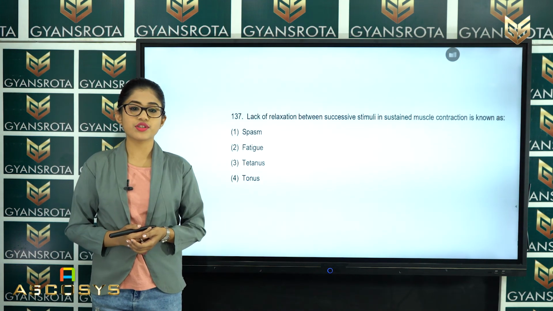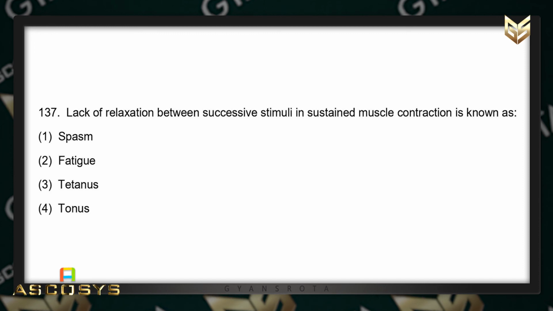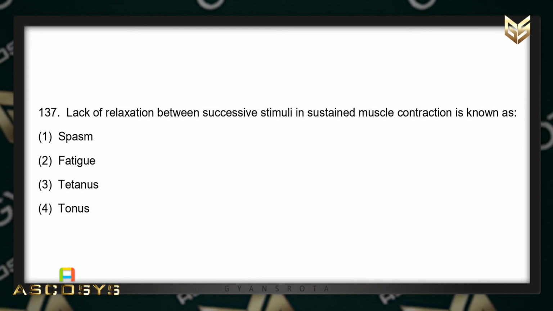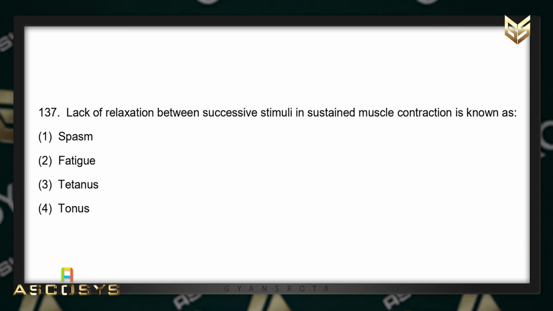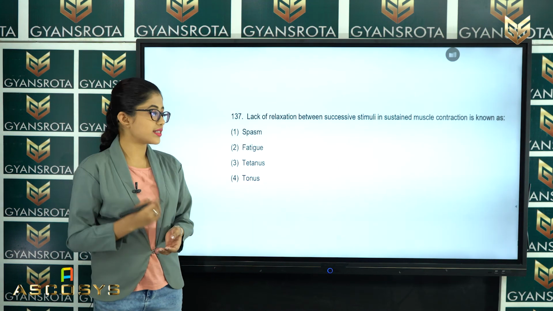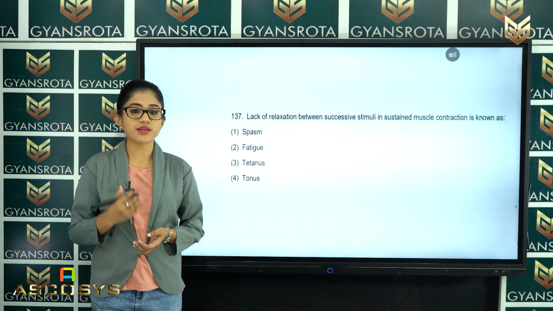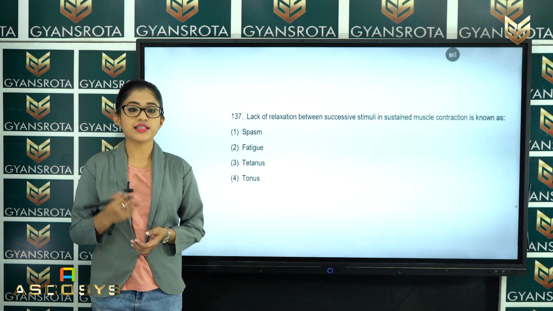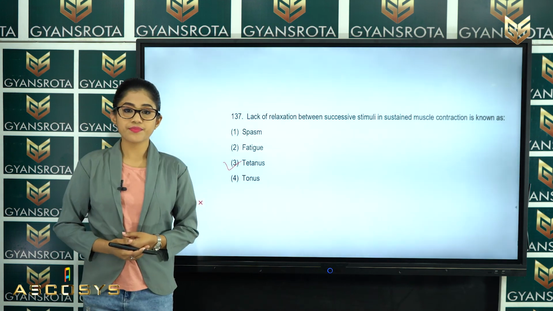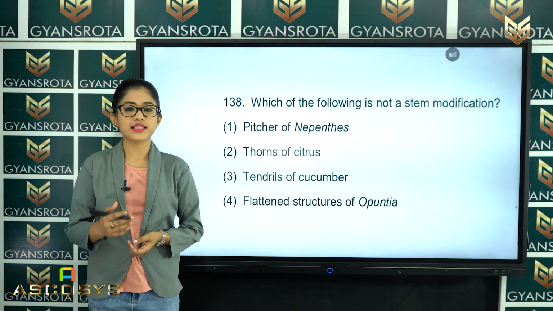Now, in the next question, that is question number 137, lack of relaxation between successive stimuli in sustained muscle contraction is known as spasm, fatigue, tetanus or tonus. Well, these are the disorders which we have discussed in the chapter Locomotion and Movement. So, what is the correct answer of this question? So, due to the lack of relaxation between the successive stimuli in a sustained muscle contraction, it is known as tetanus. That is the option number 3. Okay, this is the correct answer. Now, let us see the next question. Now, the next question is question number 138.